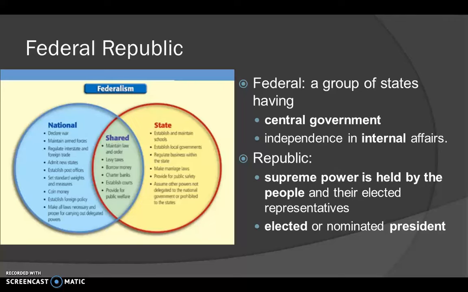Republic means a government where the supreme power is held by the people and their elected representatives. This is different from a monarchy because there is an elected or nominated president who runs the show instead of a king.